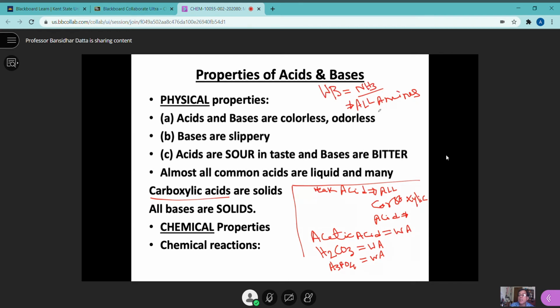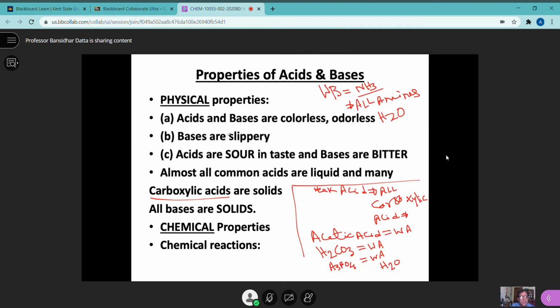And you can include another one, H2O, which is both a weak acid and a weak base. Water could be an acid or a base. So please write down the list. I gave you the strong acids and bases, but I did not have the weak acids or weak bases. Please write it down. All right, let's continue the properties.